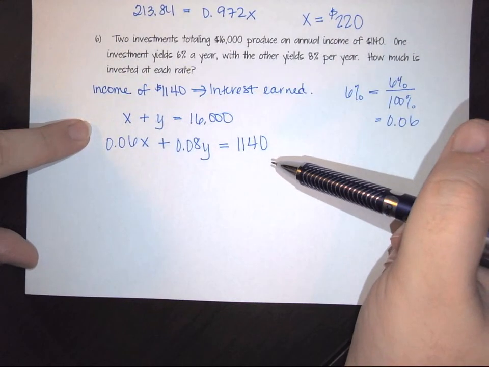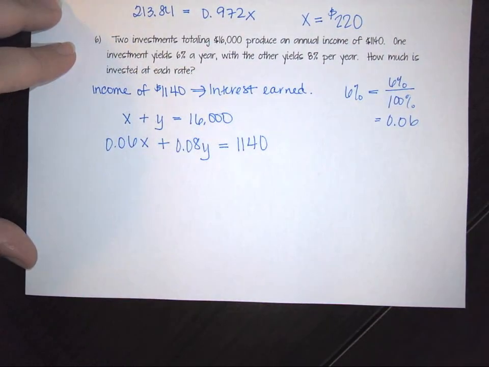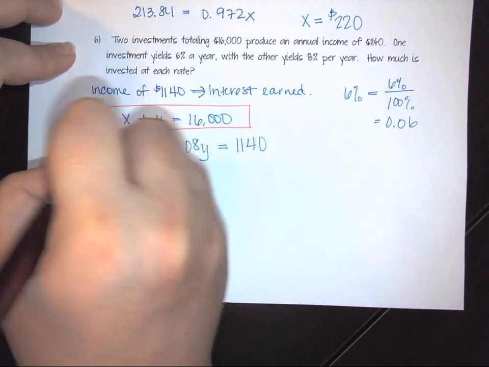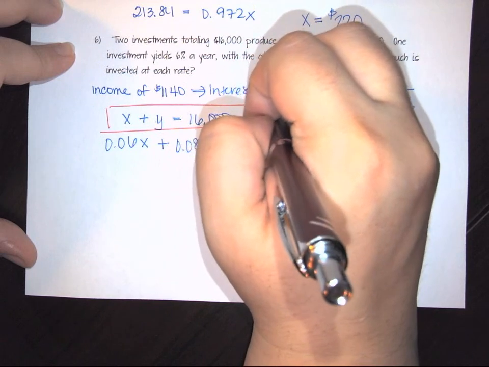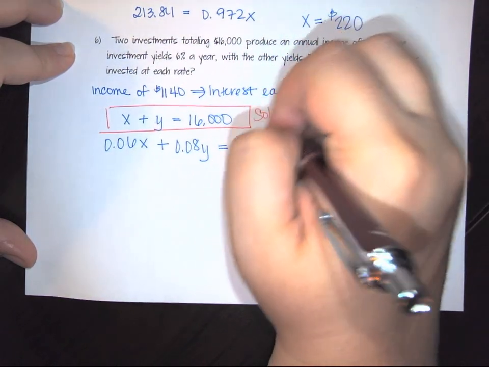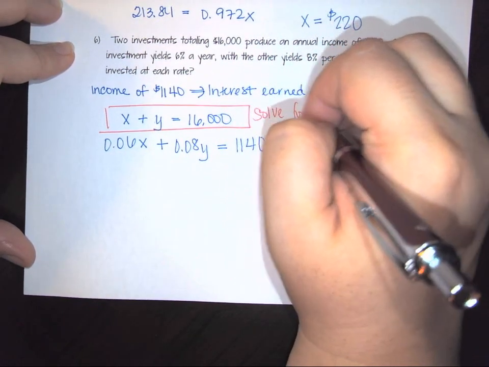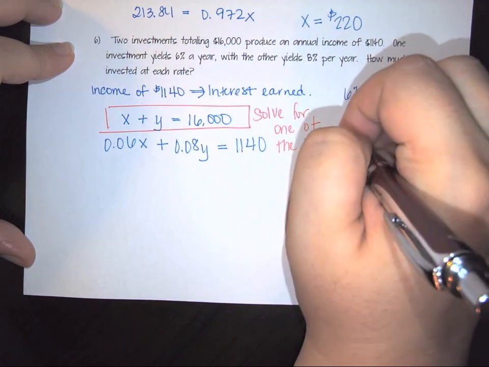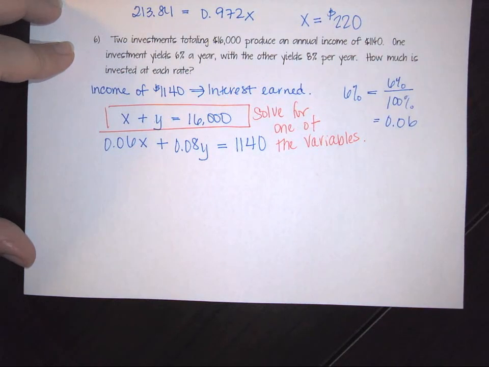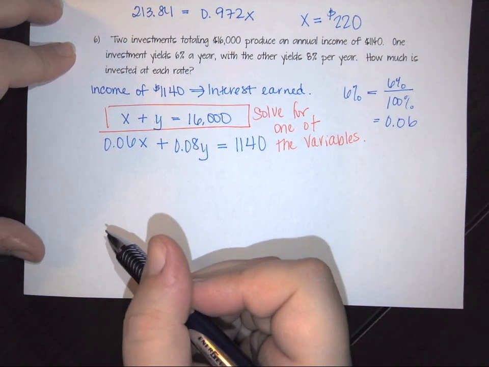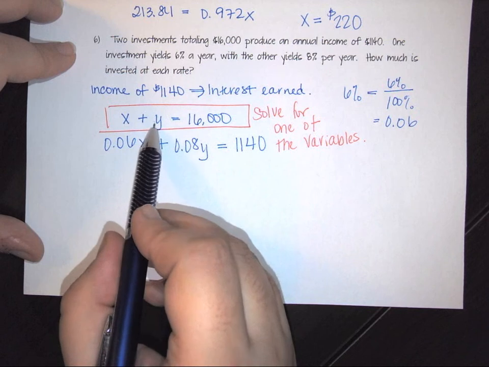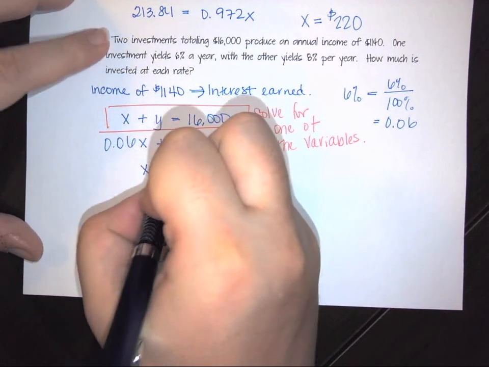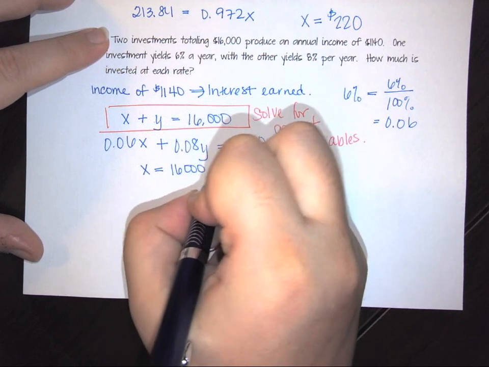So here, one way to do it would be to take this top equation and solve for one of the variables. So for example, let's say that we wanted to solve for x. To do that, I'd move the y to the other side. It tells me that x is equal to 16,000 minus y.